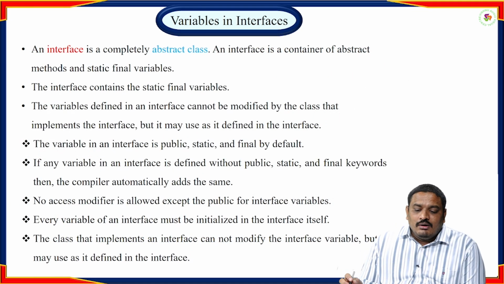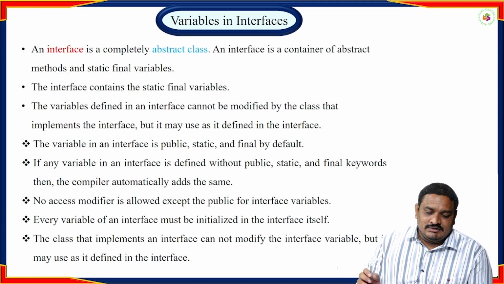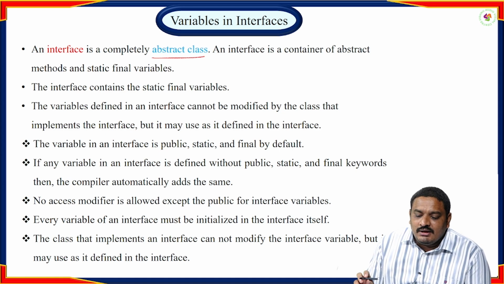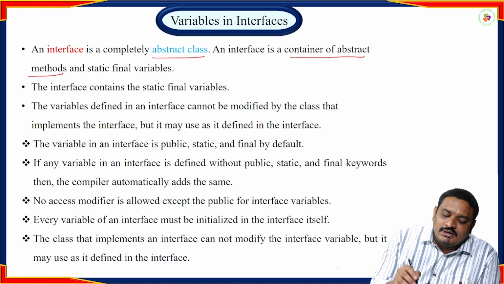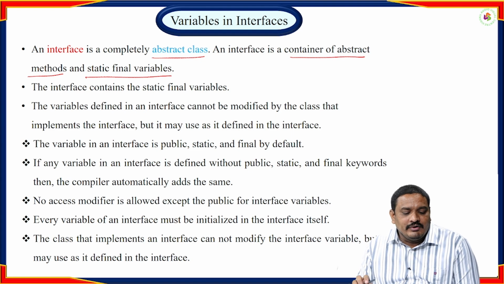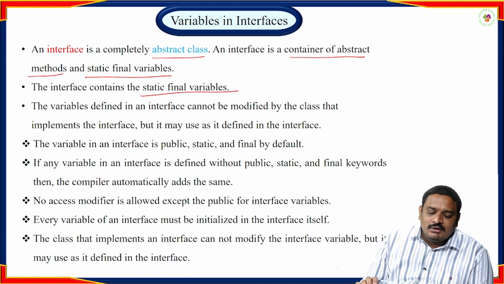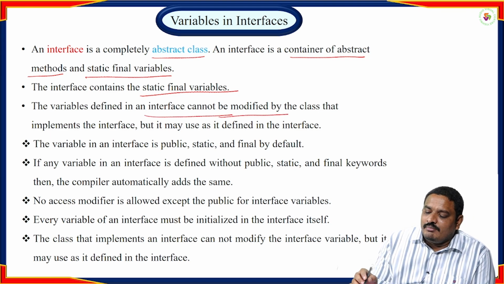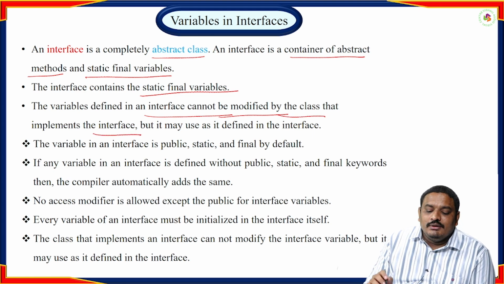Now the next one is, what are the variables in the interfaces? An interface is a completely abstract class. An interface is a container of abstract methods and static final variables. The interface contains static final variables. Here, the variables can be defined. An interface cannot be extended by a class, a class can only implement the interface.